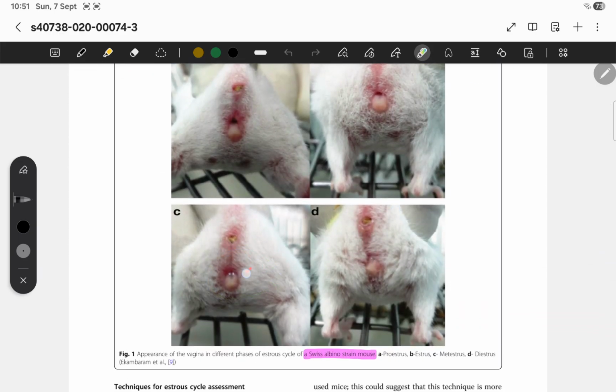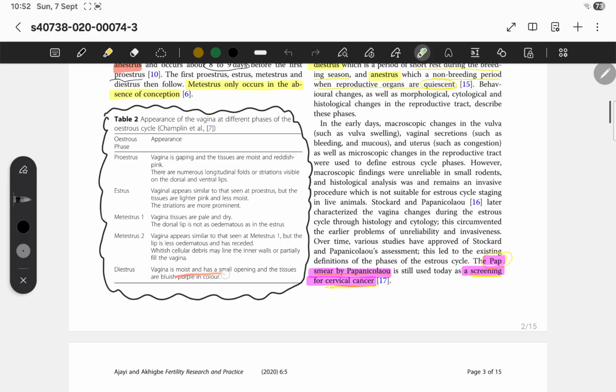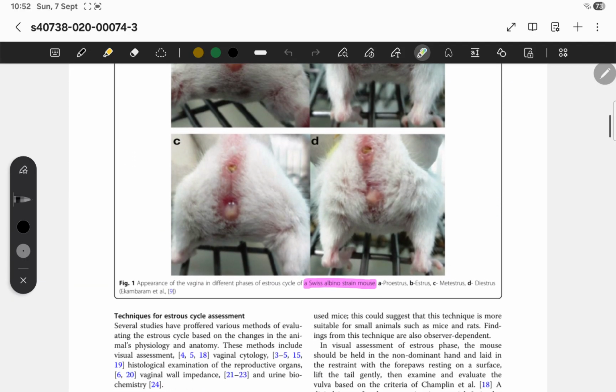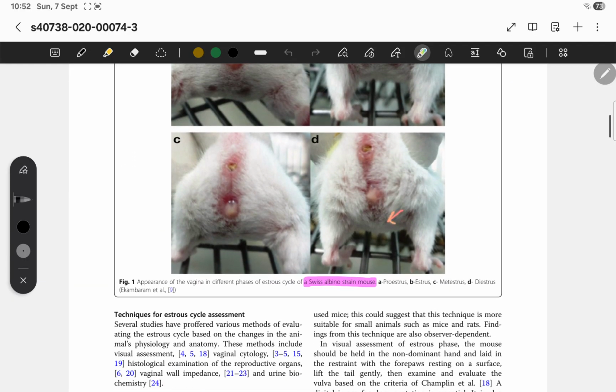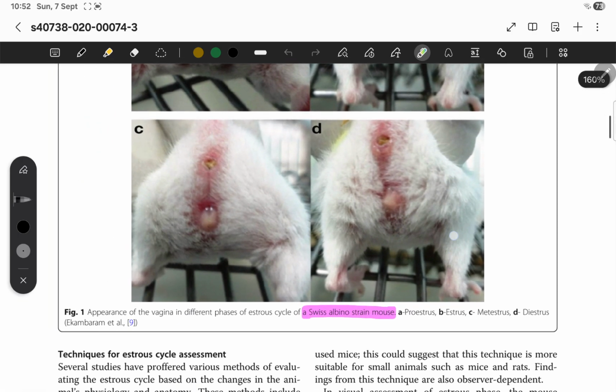Metaestrus, whitish debris is seen here. Diestrus: the vagina is moist and has a small opening, and the tissues are bluish purple. I cannot see it clearly, maybe a little bit of bluish purple.